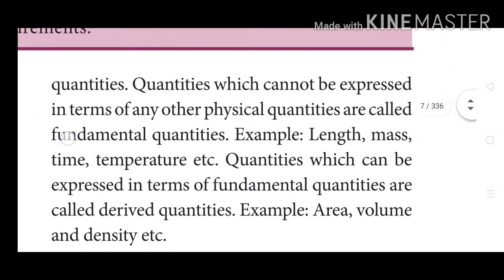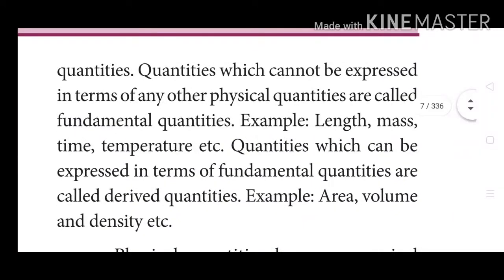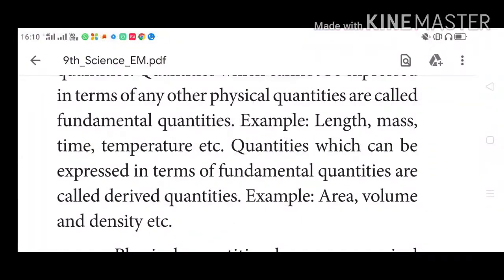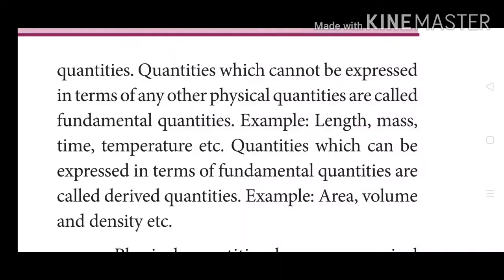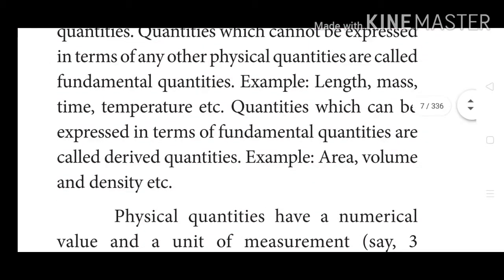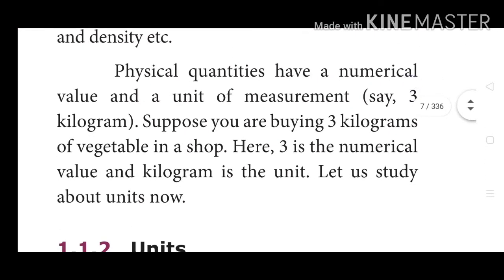What is meant by fundamental quantities? Quantities which cannot be expressed in terms of any other physical quantities are called fundamental quantities. Example: length, mass, time, temperature, etc. Quantities which can be expressed in terms of fundamental quantities are called derived quantities. Example: area, volume, and density, etc.